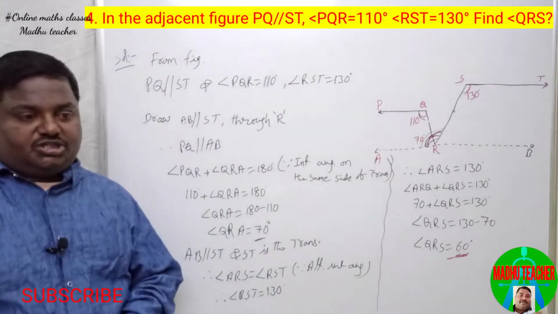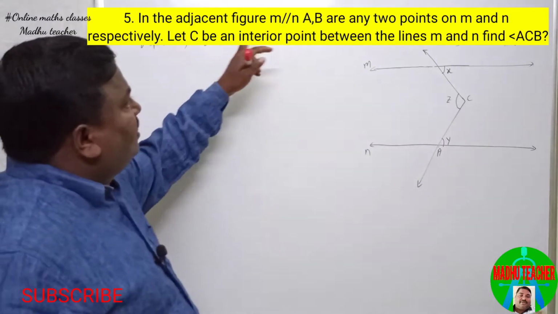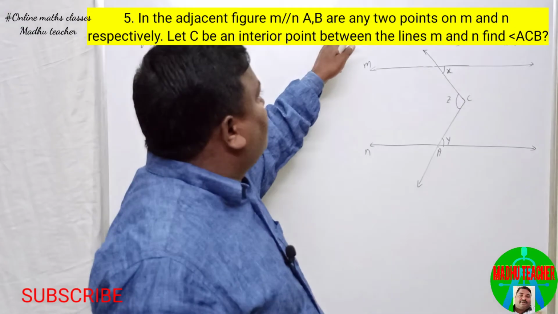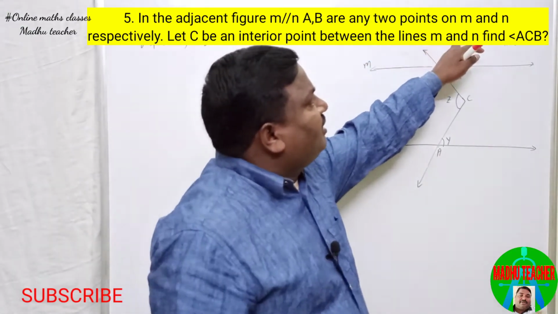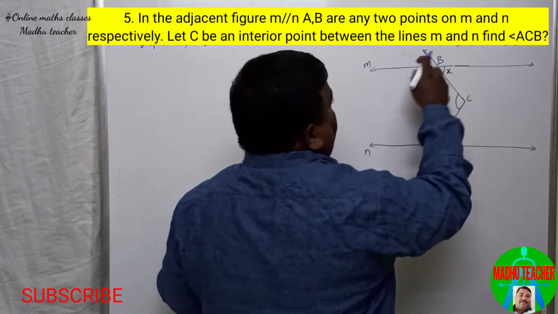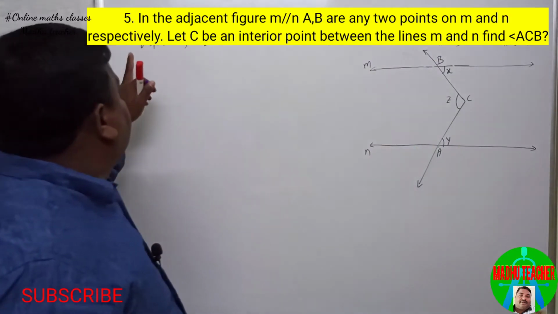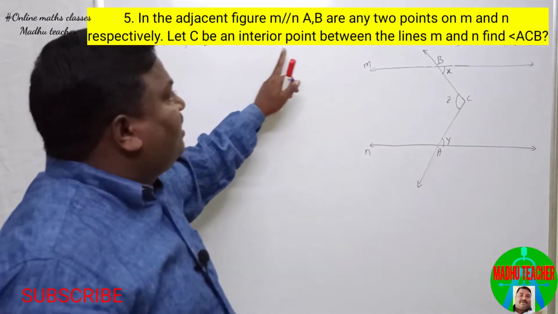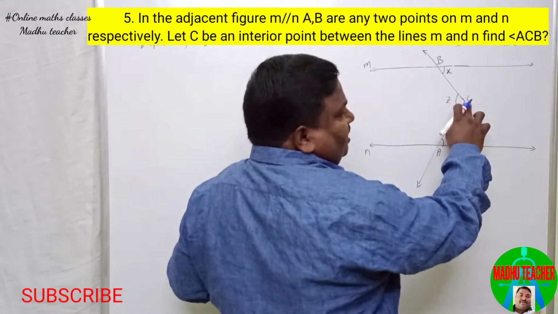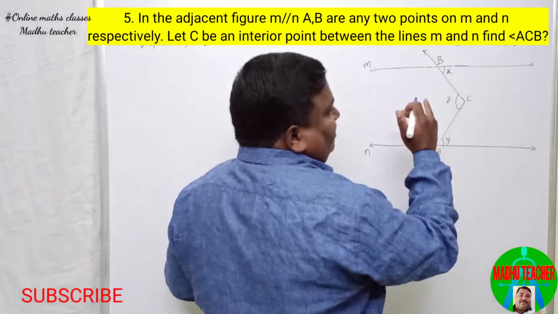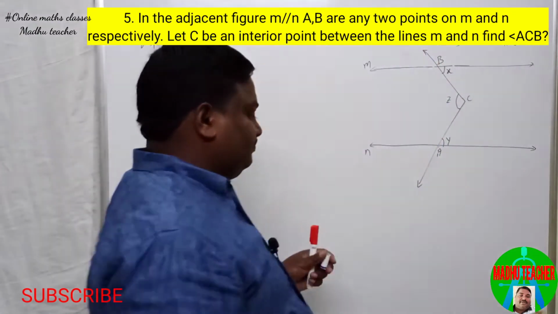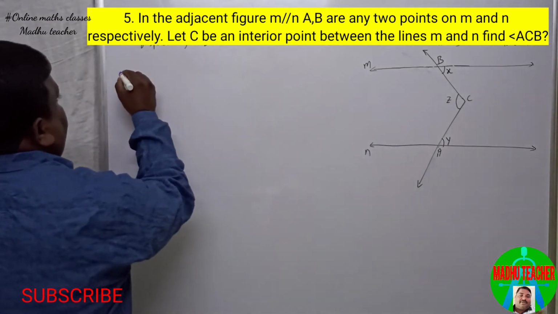So next, the fifth question is, in the adjacent figure, M is parallel to N. These two lines are parallel. A and B are any two points on M and N respectively. Let C be an interior point between lines M and N. This is the point C. It lies between M and N. Find angle ACB.